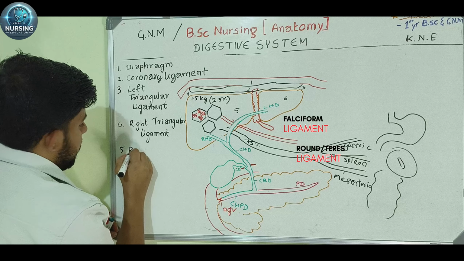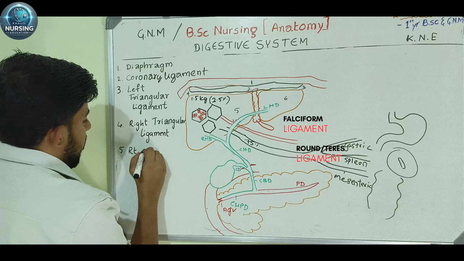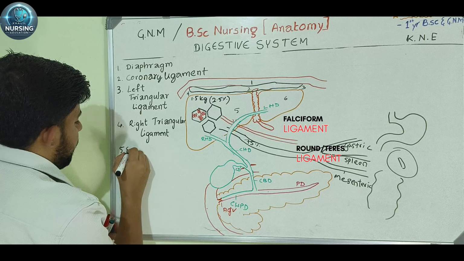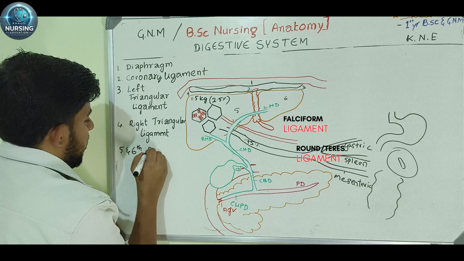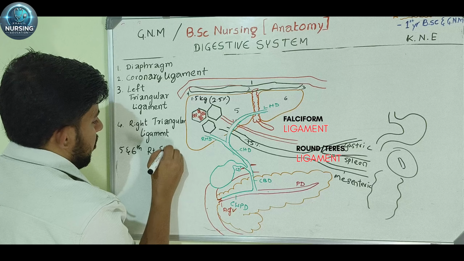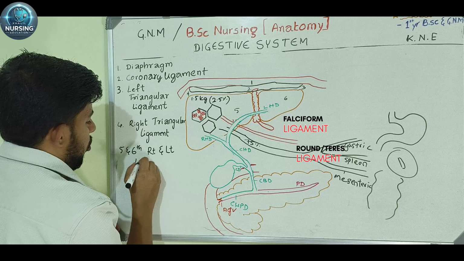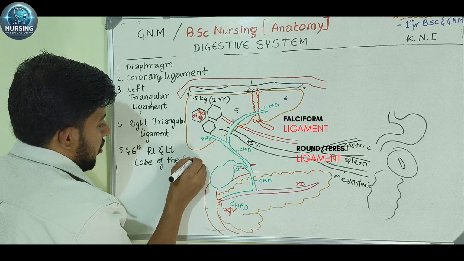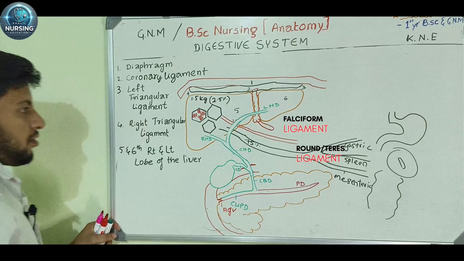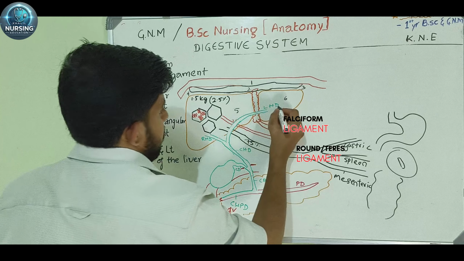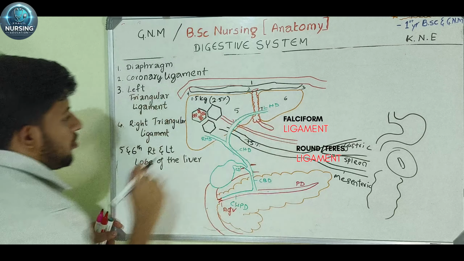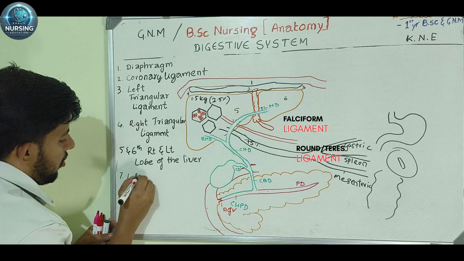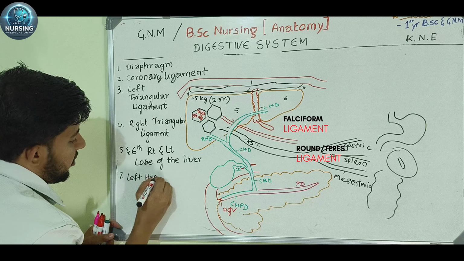Fifth and sixth are the right and left lobes of the liver. Okay, next, this one is the left hepatic duct. Clear? Left hepatic duct.